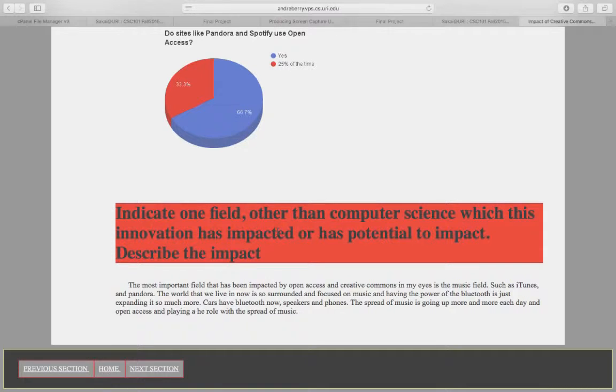Indicate one field other than computer science which this innovation has impacted or has potential to impact, and describe the impact. Well, the most important field that has been impacted by open access is, in my eyes, the music field: iTunes, Pandora, Spotify. The world we live in now is surrounded and focused on music and the development of music, and having the power of Bluetooth is expanding it much more. Cars have Bluetooth now, speakers, phones. The spread of music is going up more and more each day, and open access is playing a huge role in the spread of music.